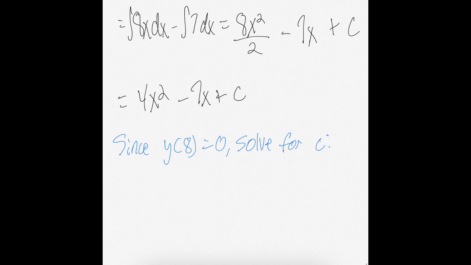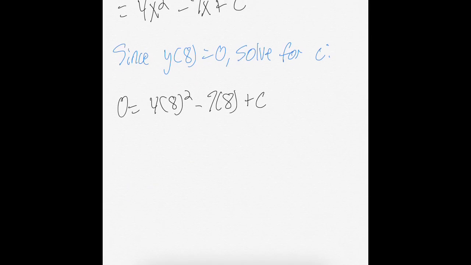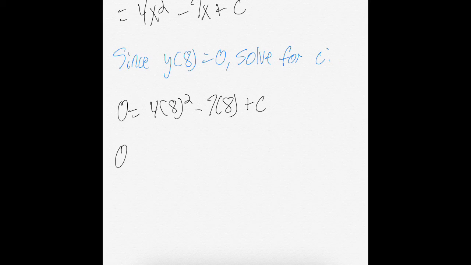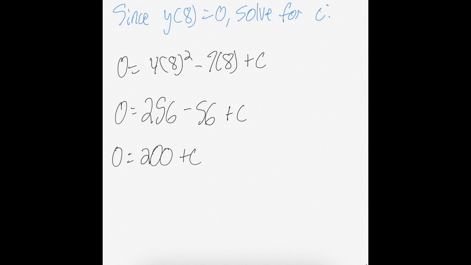Okay, so this is our general formula for y of x. But we have more information, which is that y of 8 equals 0. So since y of 8 equals 0, we can solve for c. And the way that we do that is I set 0 equal to 4 times 8 squared minus 7 times 8 plus c.